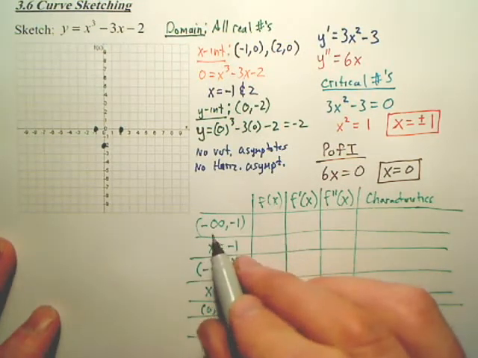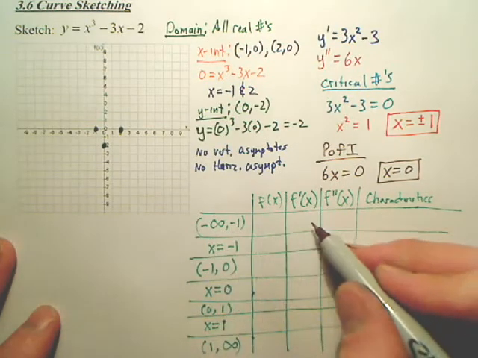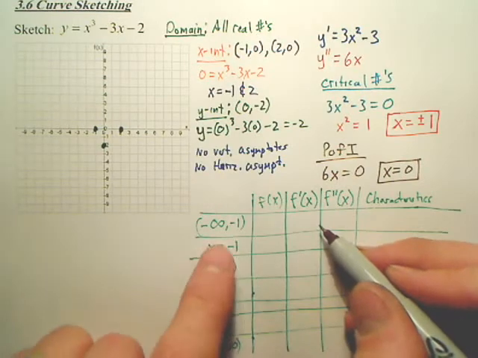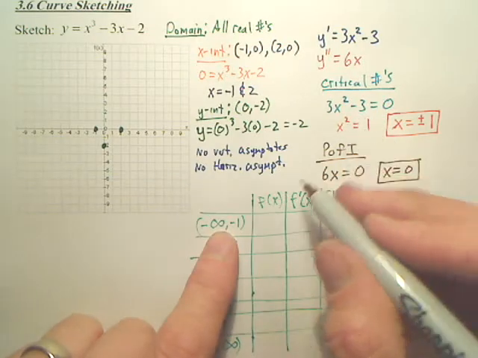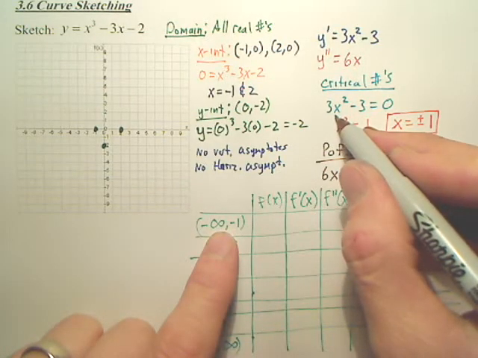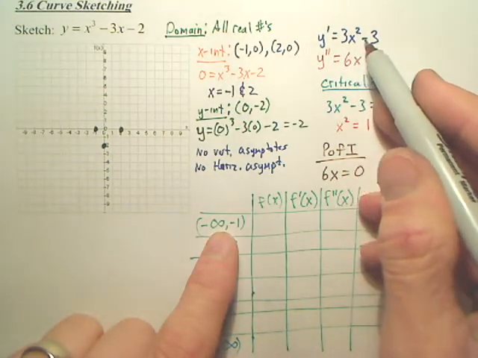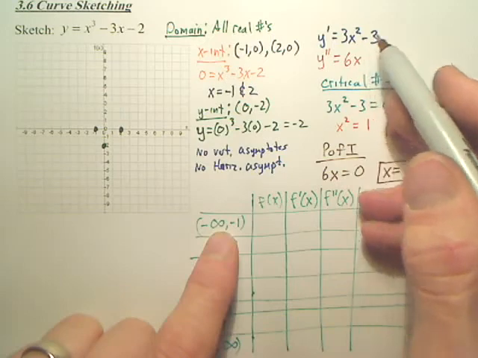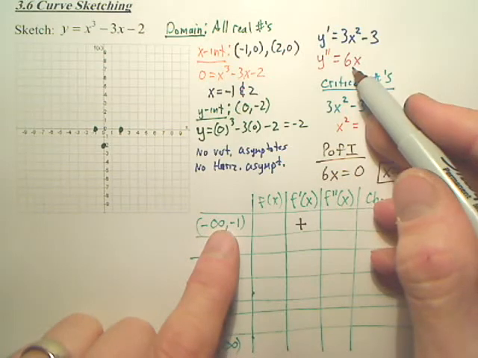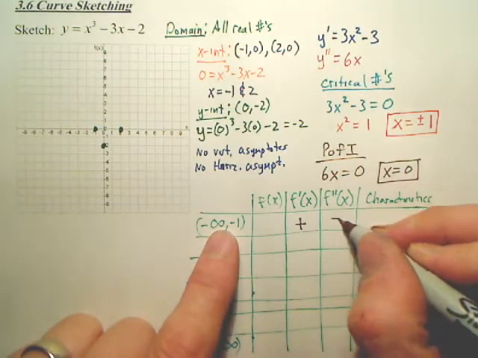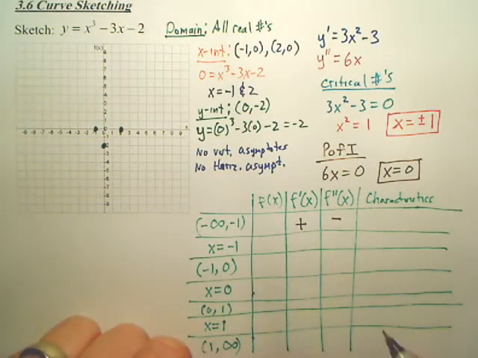Now, for this interval, I don't care what I plug in. On the intervals, all we care about are the derivatives. So, choose a value in this interval and plug it in the derivative. Let's plug in negative 2. When you plug in negative 2, is it going to be positive or negative? Won't it be positive? Yes. And the second derivative, which is 6x, when you plug in negative 2, what do you get? Negative. Okay, we're just going to do the table, then we'll talk about the characteristics after.